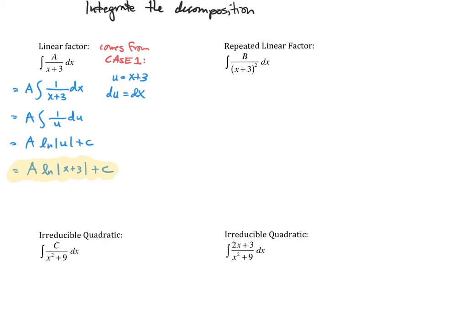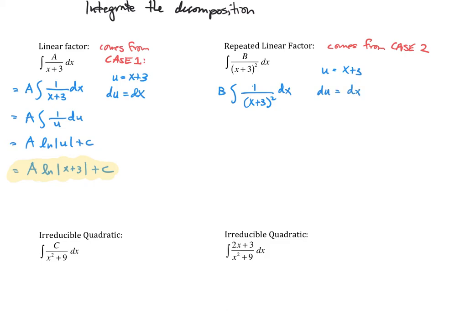Let's look at the repeated linear factor. This repeated linear factor comes from case 2. Okay, and we're going to use u substitution again to solve this one. So I guess I could first pull out a b. I'd get 1 over quantity x plus 3 squared dx. Just like before, we can let u be equal to x plus 3. This makes du equal to dx.